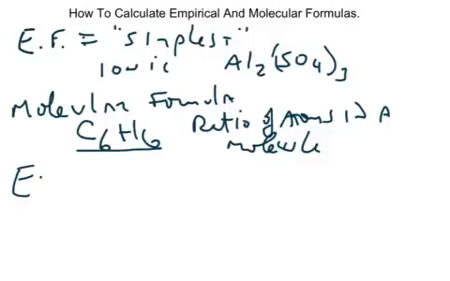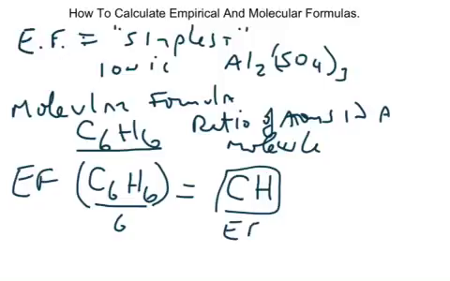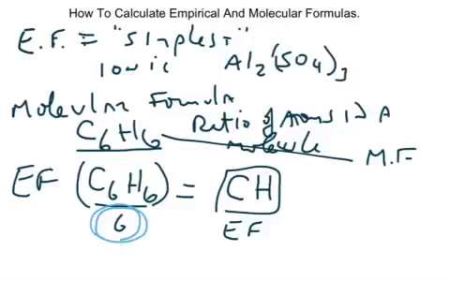So the EF for C6H6, I hope everybody can see that you could divide everything by 6. So the EF is going to be just simply CH. So that's the EF, our empirical formula, and the molecular formula is there. Now, these two are related by a whole number ratio. So here, the EF and the MF are related by a whole number ratio of 6.